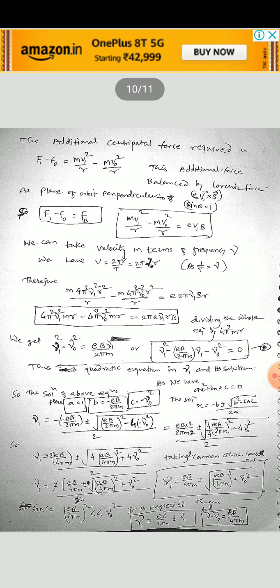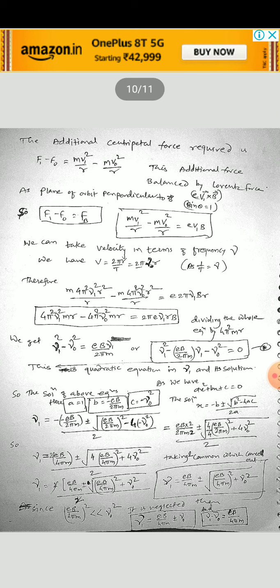Now this is a quadratic equation in variable nu 1, and its solution we have to use. That is, ax square plus bx plus c equals 0, and the solution is x equals minus b plus or minus under root b square minus 4ac upon twice a.